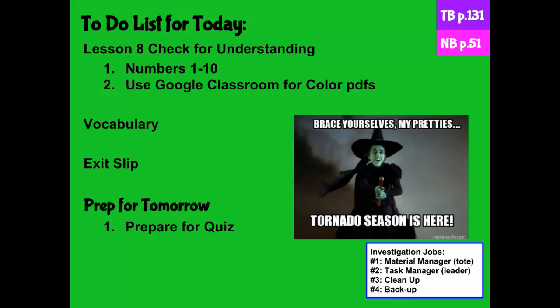So our to-do list today is Lesson 8, Check for Understanding. Do numbers 1 through 10 and use the Google Classroom for color PDFs. It'll make your life easier when it comes to those. Black and white diagrams, you can see them in color on your Chromebook. If you have any questions, please let your teacher know.